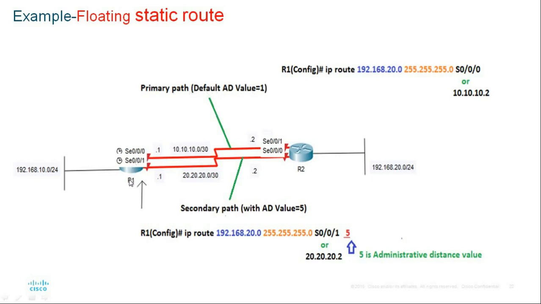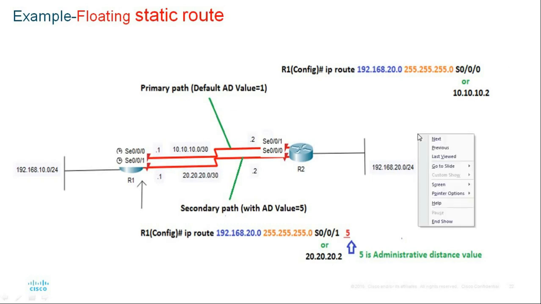See, now I am writing, I am at R1. I am connected with this network and this network. I don't know about this remote network, but from R1 I can reach this remote network. So I am writing the primary path: ip route 192.168.20.0, slash 24 means 255.255.255.0. I can use the exit interface for this one, serial 0/0/0. This is the primary link. Or I can use the next hop address based upon the question. The next hop address is 10.10.10.2. After this, you can write administrative distance value 1, no problem.